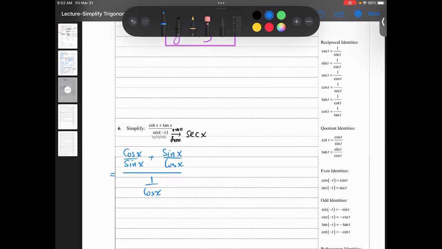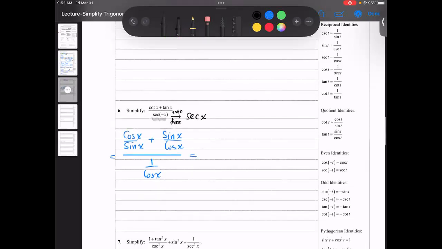Just take care of one thing at a time, right? Take care of the top first. You need to turn the big top here into one fraction, then you flip and multiply. What is the common denominator of the top? Sine x cosine x, right? So the first fraction is missing cosine x. I'm going to multiply the first one by cosine x over cosine x. Basically, I multiply by 1, so I didn't change anything. The second one is sine x over sine x. Now I have a common denominator.